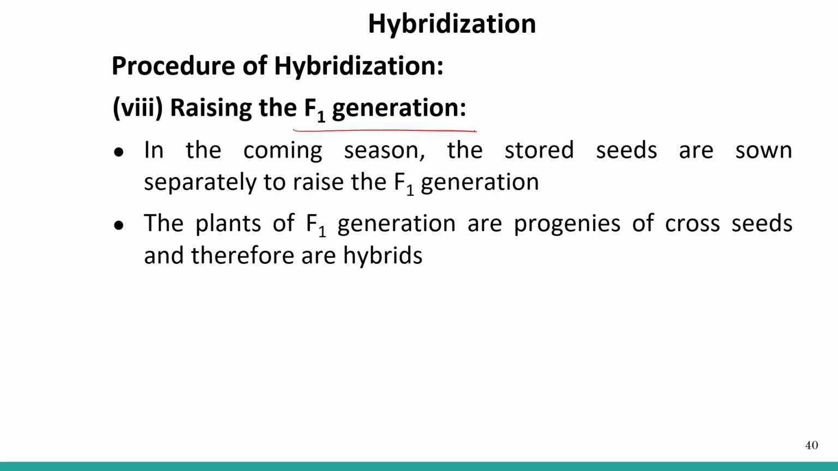Next is raising the F1 generation. In the coming season, the stored seeds are sown separately to raise the F1 generation. The plants of the F1 generation are progenies of the cross seeds and therefore hybrids. Once the seeds are stored, when we have a suitable season for that particular crop, we take out those stored seeds and raise them separately, to ensure these are the hybrid plants that came after the hybridization process.